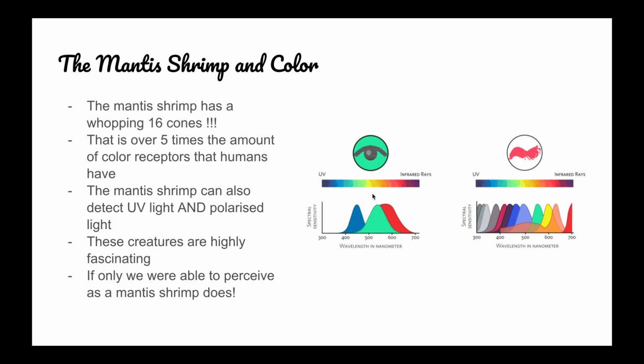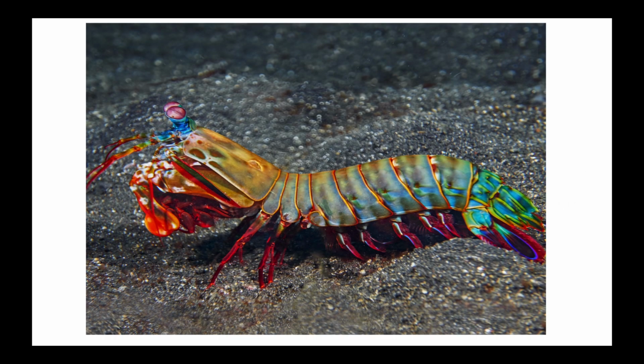So as you can see, 16 cones. This is what their visual spectrum looks like. Imagine what it would look like to perceive color as a mantis shrimp. Now, not only can they see all of these colors, they can see UV light and polarized light. This is highly fascinating. Imagine if we were able to see UV and polarized light. Our visual spectrum would be completely different. We would perceive everything around us completely differently. This is a mantis shrimp.